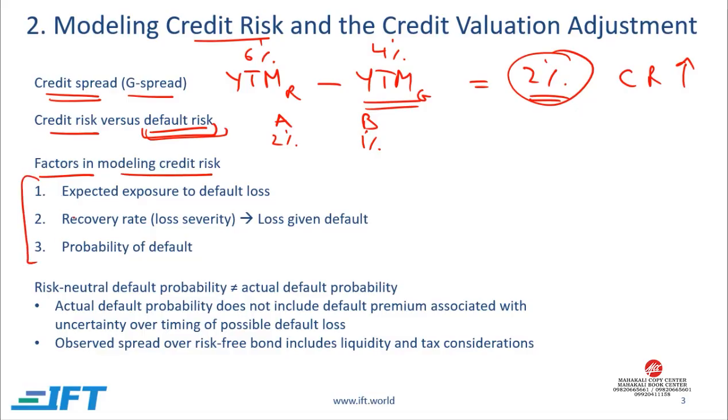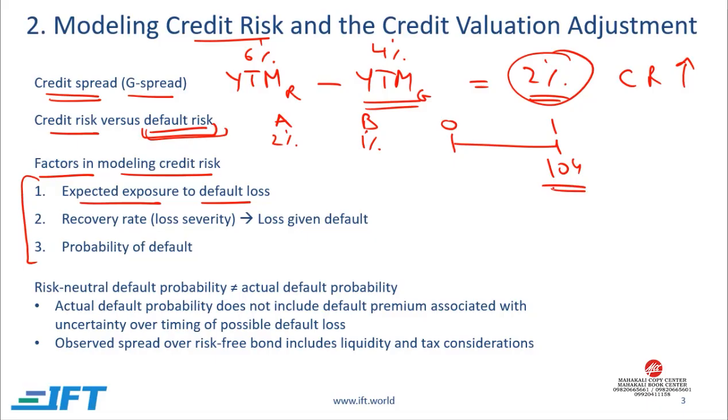There are three major factors. The first is the expected exposure to default loss. This is the total amount that can be lost. And let's understand this through a very simple example. Let's say that we have a 1-year bond which has a par value of 100 and this pays a coupon at the end of the year. The coupon rate is 4%. So if we are at time 0, this is time 1. The total cash flow at the end of year 1 is 104.